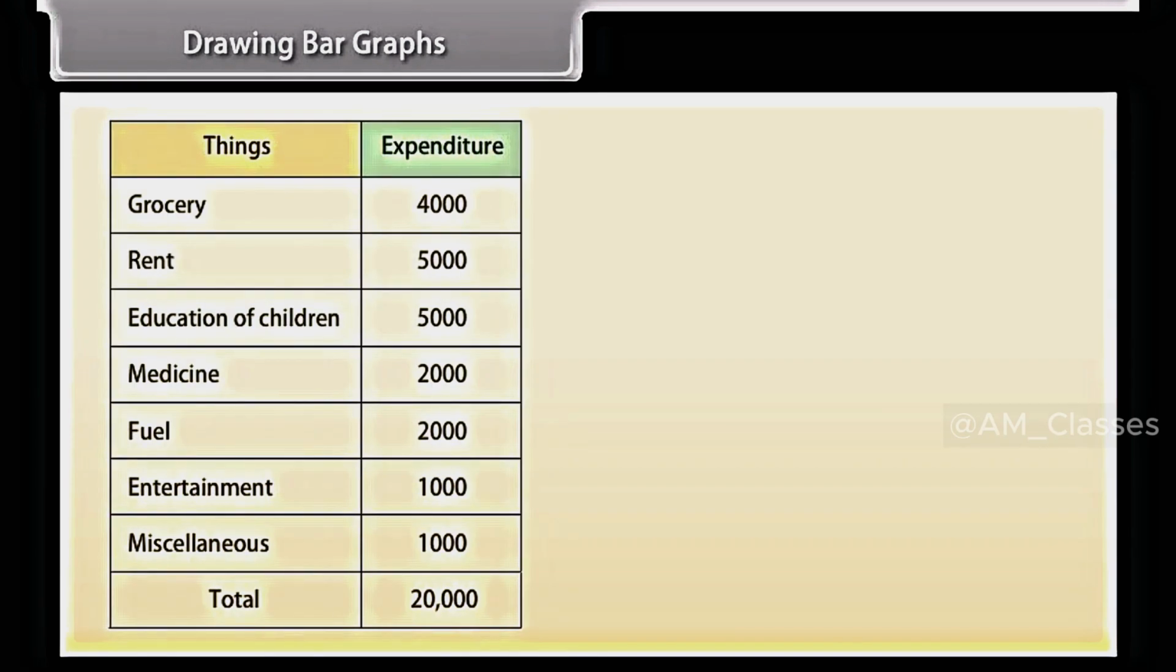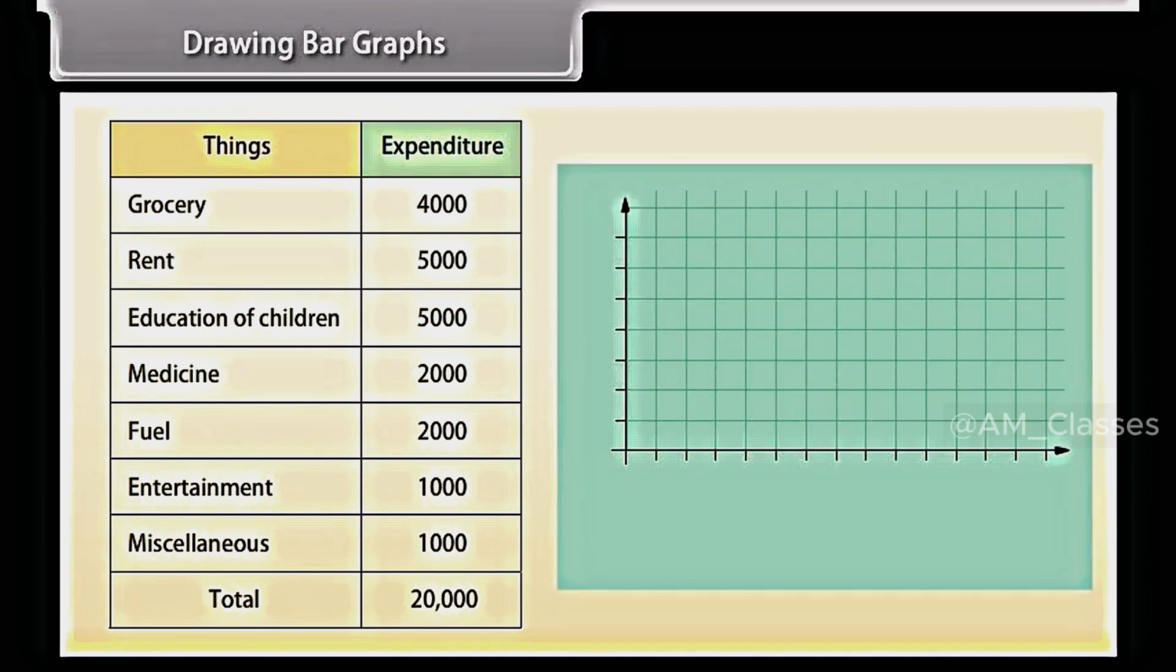Drawing bar graphs. Now we will learn how to draw the bar graph. Look at this table. This shows the data of the expenditure of the family with a monthly income of 20,000. Let us draw a bar graph of this data. For making the bar graph, we use the things given on the horizontal axis and expenditure on the vertical axis. Mark the things and the expenditure on both the axes.